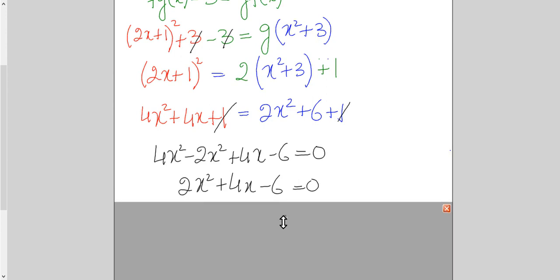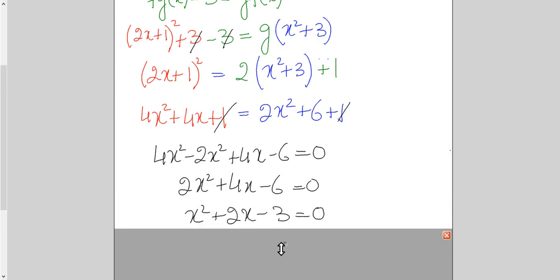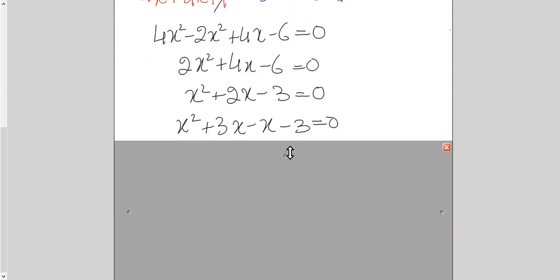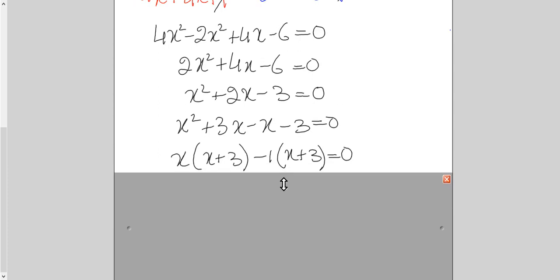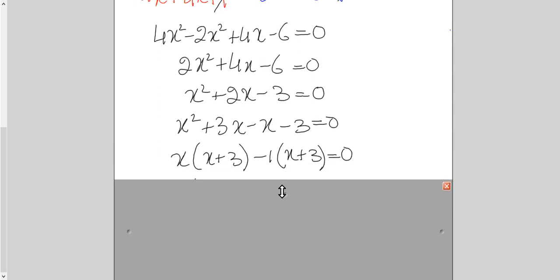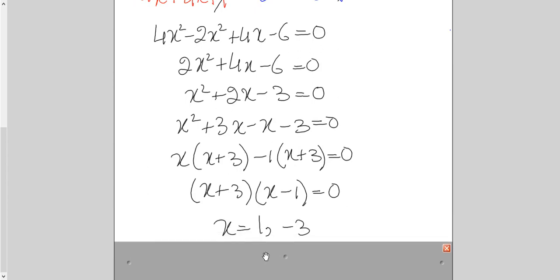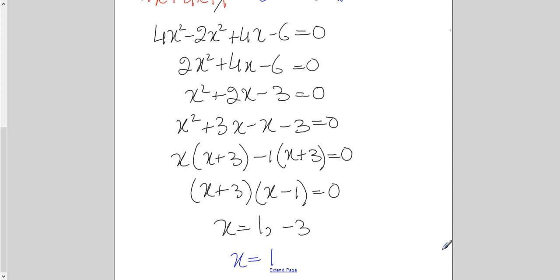And I got a quadratic equation. I simplified it. Then I'm factorizing it. You know, this is called middle term breakup, factorizing the terms. And I got here x equals to minus 3 and x equals to 1. So your value will be x equals to 1.